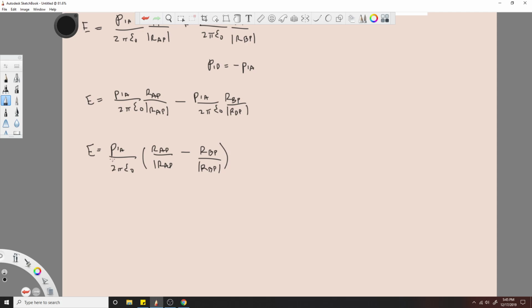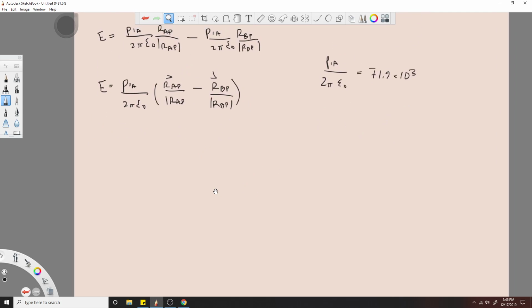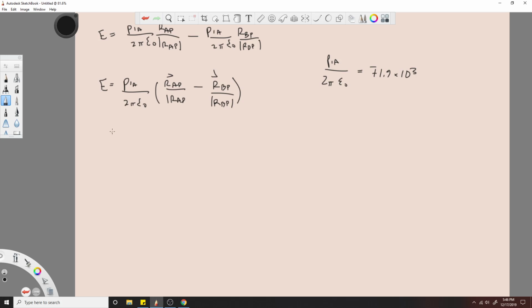Because for this constant right here, we have all the units for it. I'm not going to do the actual math, but it looks like this is 71.9 times 10 to the 3. So you have that. This is just a big constant now. So now all you have to do is find your RAP and RBP values, and these are vectors, of course, so you should probably put those things on there. Let's find our RAP, RBP values.